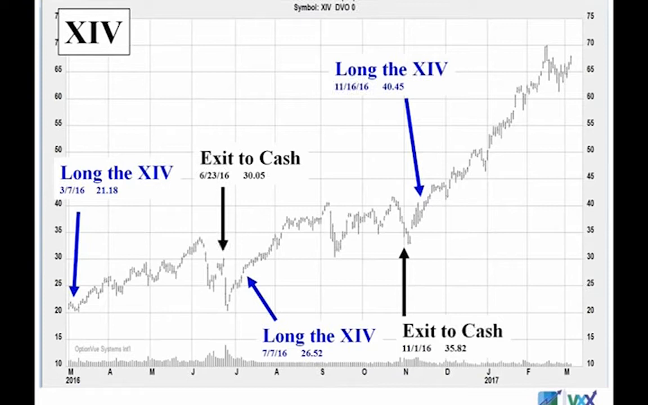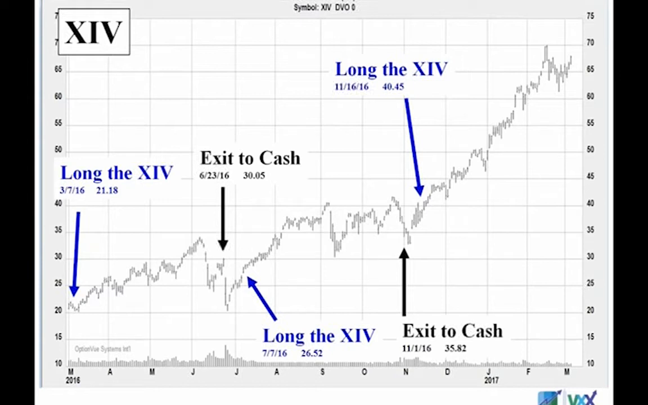Two weeks later, we went back long the XIV, and we exited on November 1st at 35.82. That was a gain of about 35%, something like that. And then it went long the XIV on November 16th. On this chart going into the beginning of March, we went long at 40.45, and it was at, I think, 67 on this chart here, a gain of well over 50%.